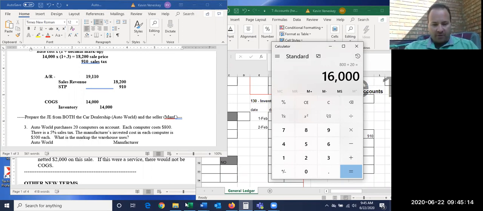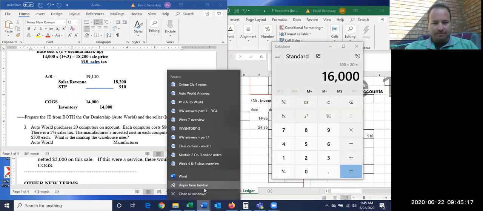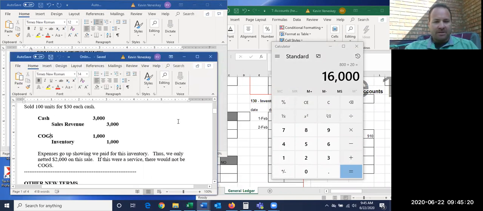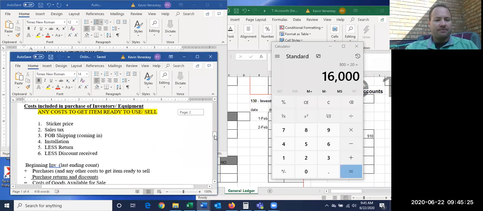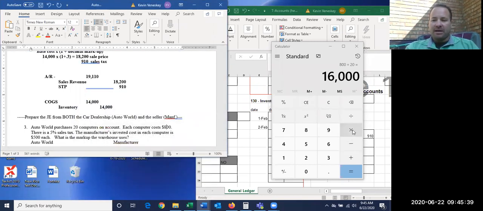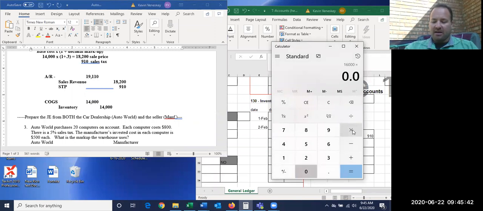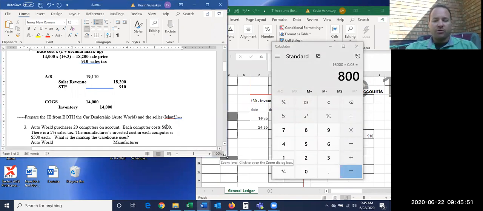So remember, as part of our notes, and this is a good time to bring this up, when you're buying inventory or you're buying equipment, remember the key here: any cost that gets that item ready to use or sell, sales tax being one of them, we include into the price of the equipment. So I want to see now what the sales tax by itself would be: $16,000 times 5%, an extra $800.